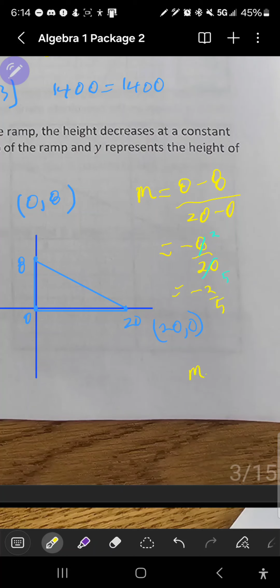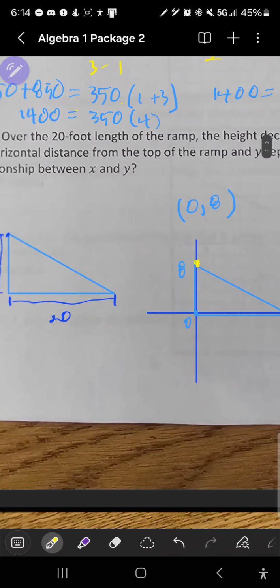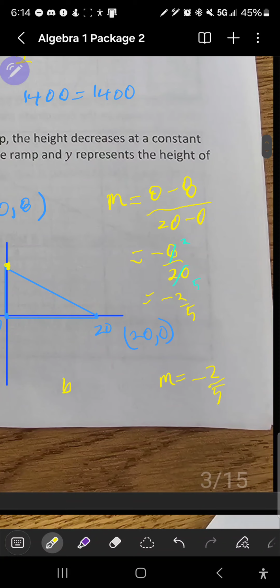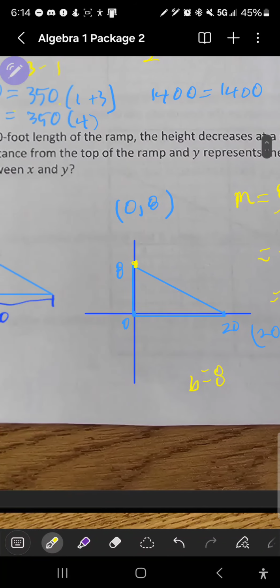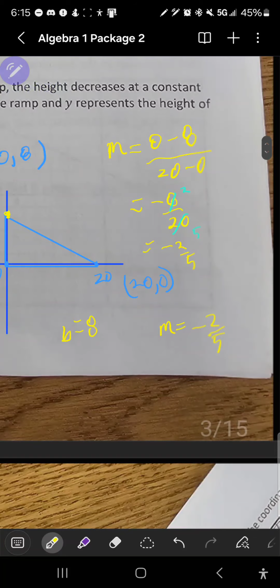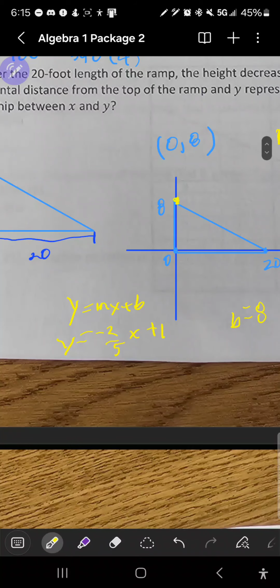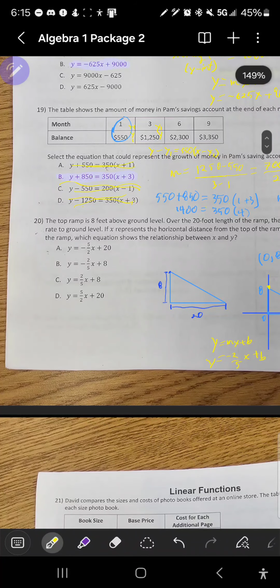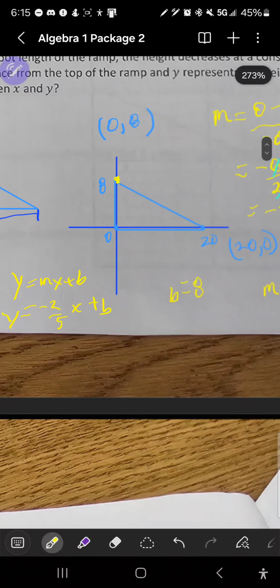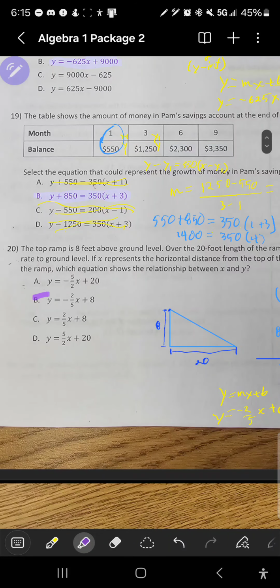And we have this slope, which is negative 2 over 5. And we already had from before the y-intercept, since it was the top of the ramp. So our b, or our y-intercept, is going to be equal to 8. Now I know that y equals mx plus b. I have my slope, so y equals negative 2 over 5 x, and now my b is 8, so plus 8. And I go to my options and I see the answer is option B.